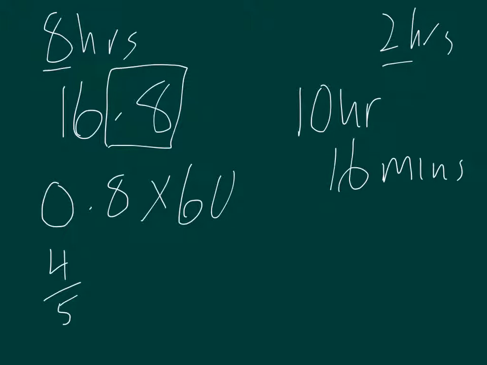0.8 times 60 equals, what have I done? No, I've done the wrong thing. 0.8 times 60 equals 48 seconds. So my original journey in this trip, it was going to take me 10 hours, 16 minutes, and 48 seconds exactly.